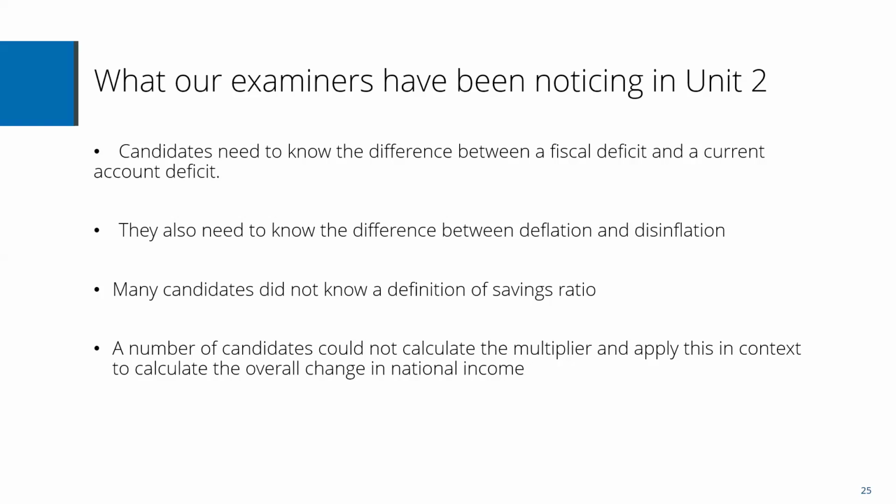And a number of candidates couldn't calculate the multiplier. And as we saw with your chat, the multiplier is certainly one of the areas that causes most issues for teaching. So that's in tune with what examiners have been seeing, that candidates are struggling to calculate the multiplier and to apply that in context, to calculate the overall change in national income. Knowing the difference between a pivotal shift or a parallel shift is something that candidates do need to know as well. Thanks for that question there, Zabe.